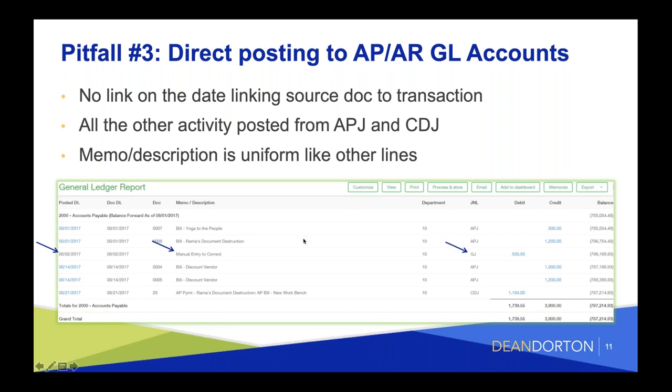So as you're perusing your general ledger report, export this out to Excel. Do a quick find. Look for GJ as a value that's in the report, right? That'd be one way to kind of help tie it out.